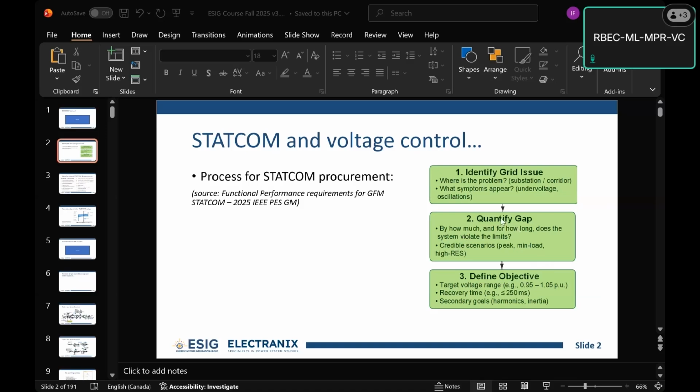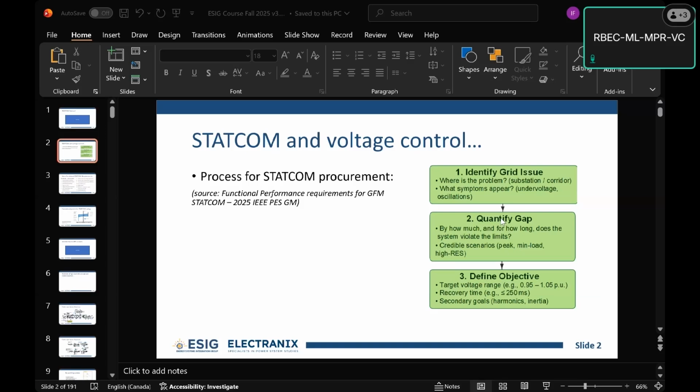And you want to define your objective. So maybe operators are trying to keep the voltage below 1.05 and above 0.95. They're interested in a recovery time. They want the voltage to come up above some level before a time is encountered. And then you might have lots of other things.